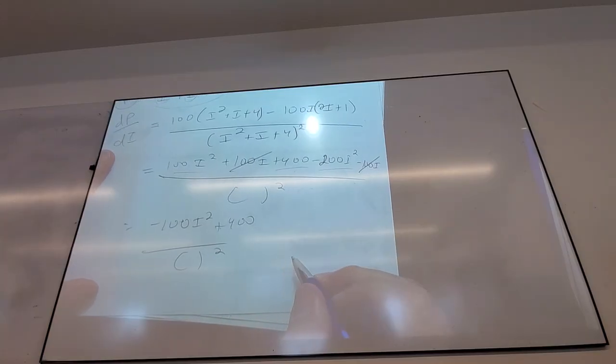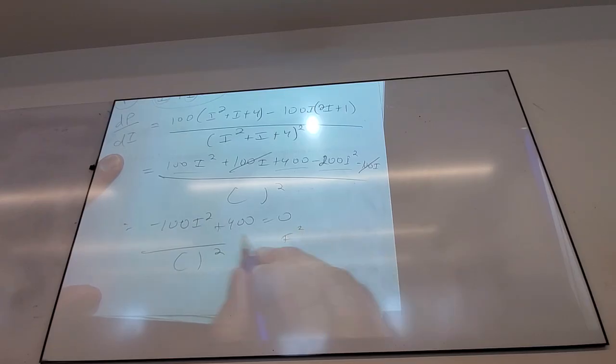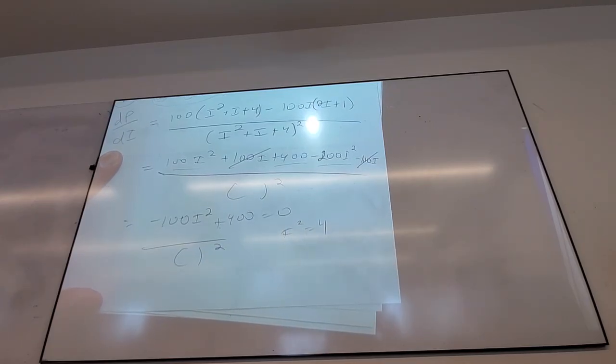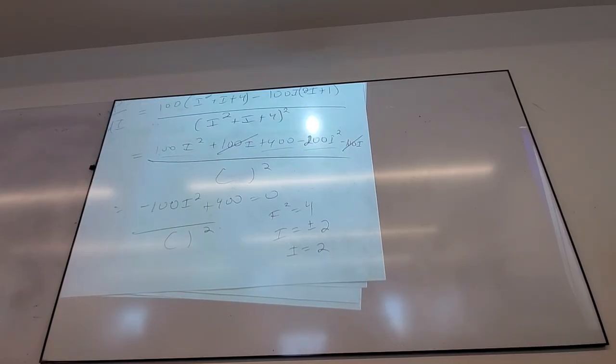So what's the other way to get the critical number? Numerator equals 0. Yes. If I do this divide, can you guys see I'm going to get I squared equals 4? So then I is plus or minus 2. There's no negative. Good. Intensity can't be negative. That's what they want.